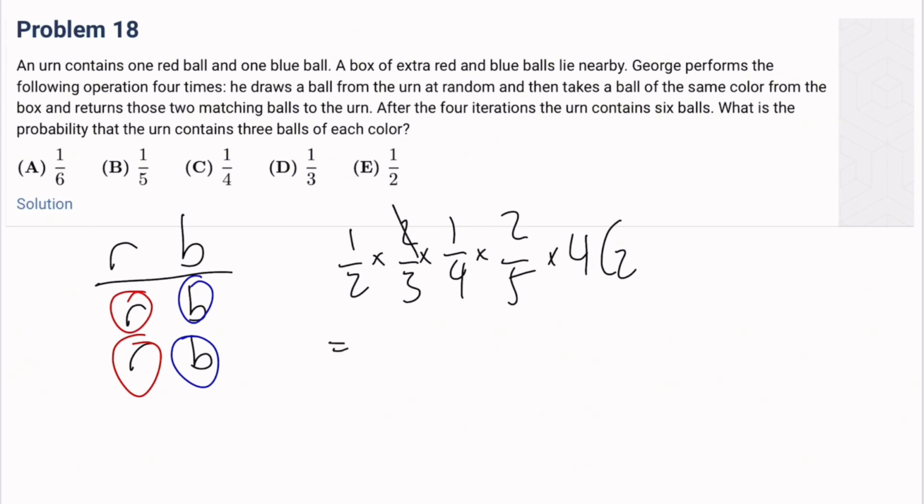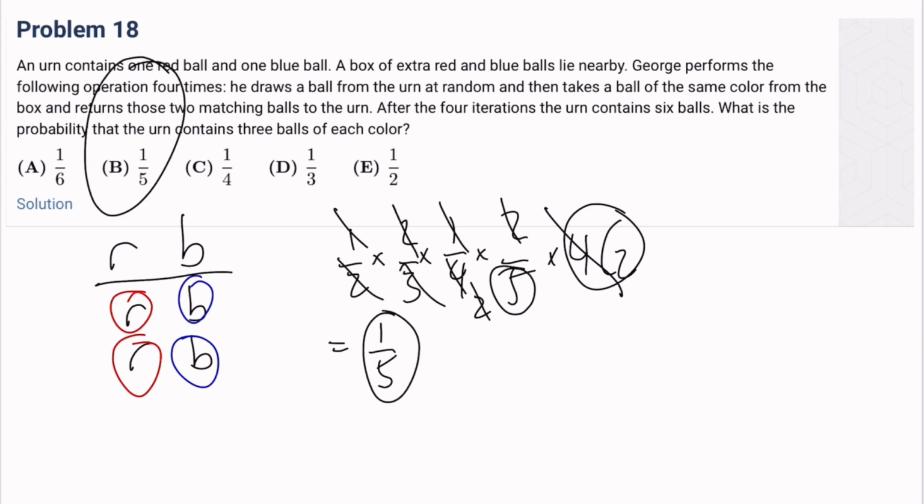So these 2 cancel, and then 4 and 2 becomes 2, and then 4 choose 2 is 6, right? So that becomes 6, and 3 and 2 cancel with 6, so then only 1, and then 1 cancels, and so only 5 is left, so that gives us 1 over 5. So the answer is B.